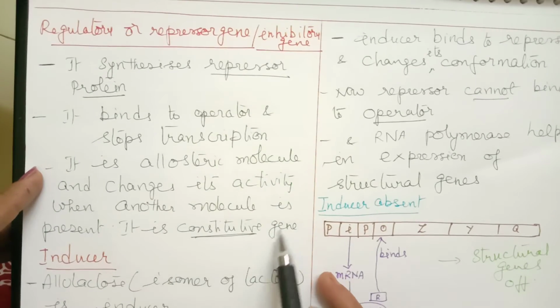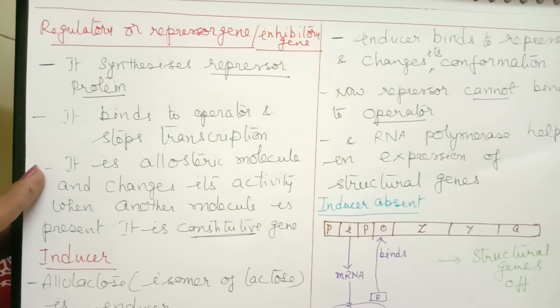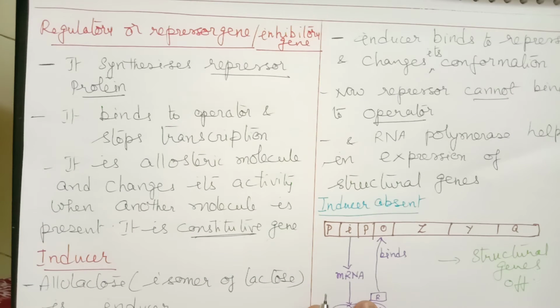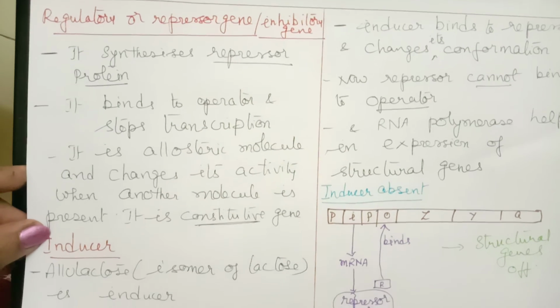And it is a constitutive gene. This gene is a constitutive gene. That means regulatory gene will always produce a repressor protein. It always produces. So it is called always functional. So it is called a constitutive gene. Now next let us see what is inducer.